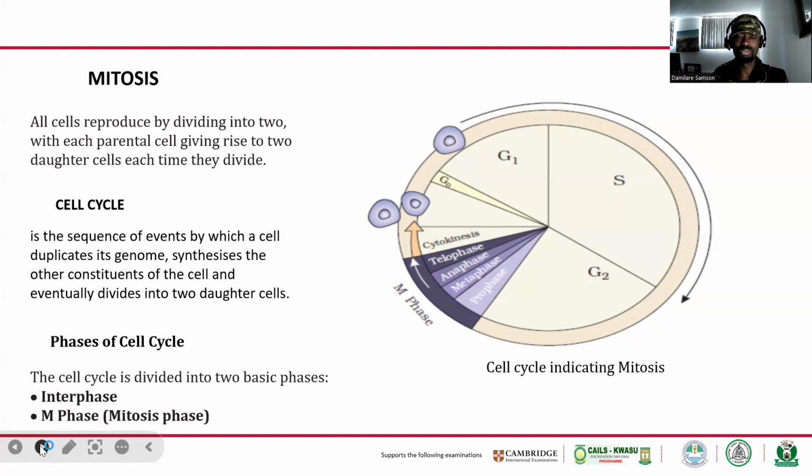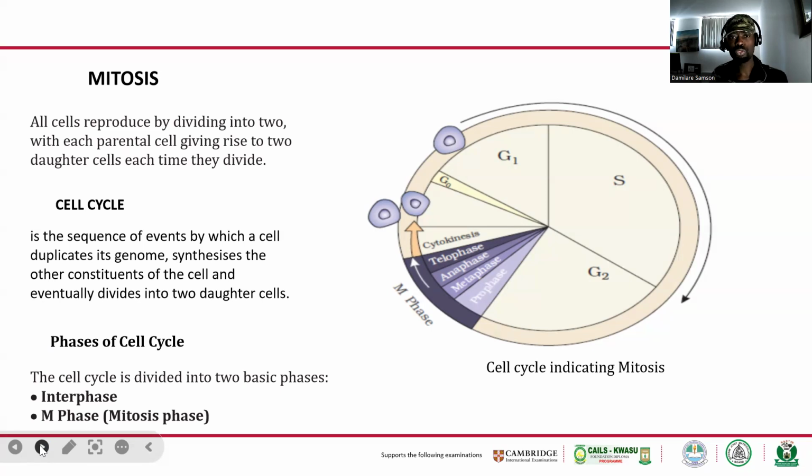We'll still talk more on that, just a little digression. So the cell cycle is a sequence of events by which a cell duplicates its genome, synthesizes the other constituents of the cell, and eventually divides into two daughter cells.